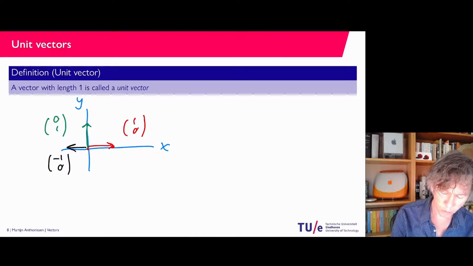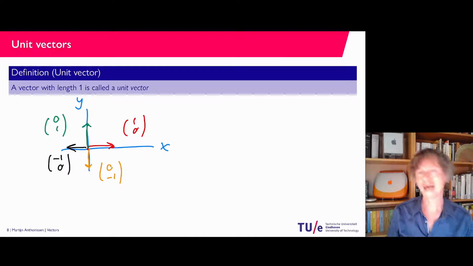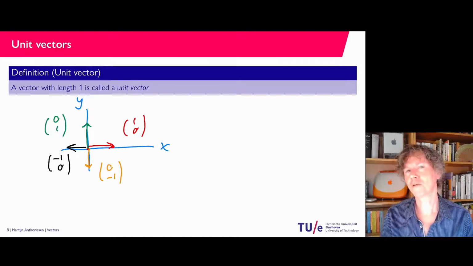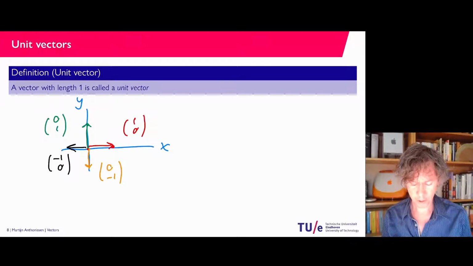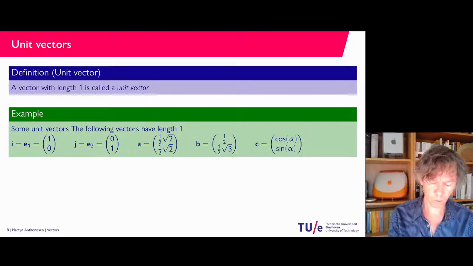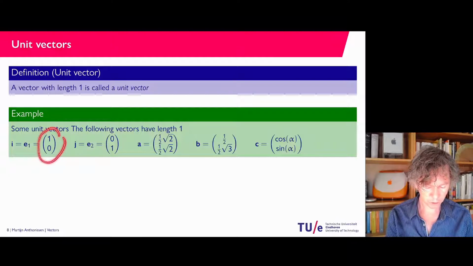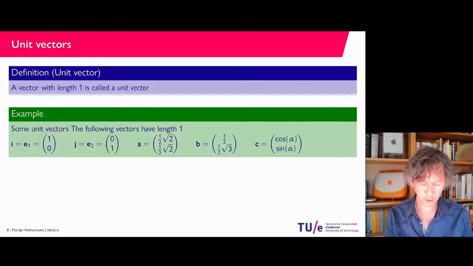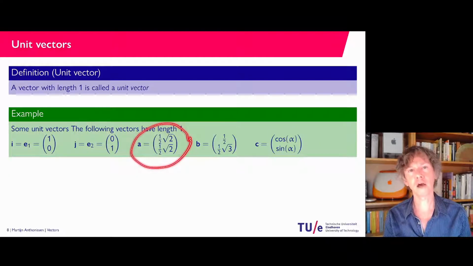And let's do one more. Let's do that in orange. So I could also look at the vector 0, -1, and all of these have length 1. Of course, there are many more, right? So here I put a couple of examples. So ones we have already seen, 1, 0, 0, 1. But you could also take this one, a half square root of 2, a half square root of 2.